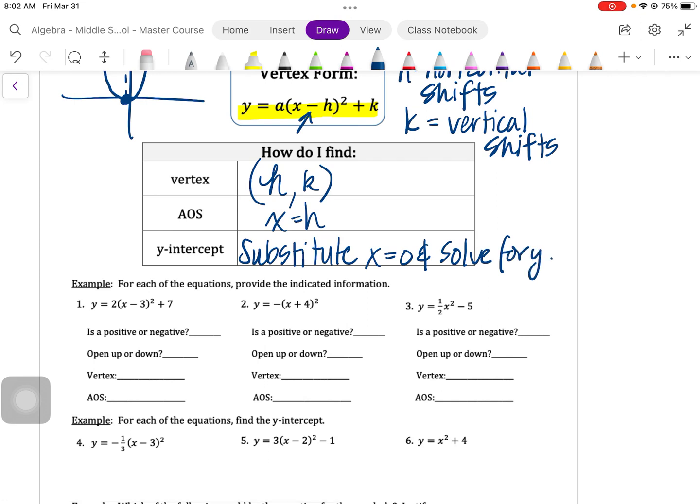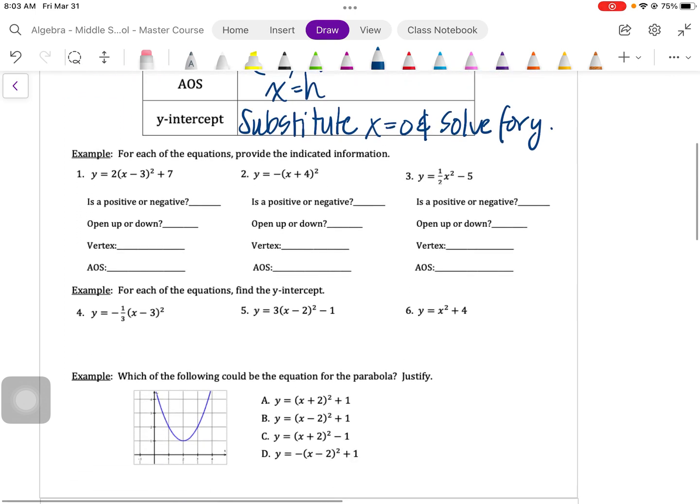Okay, and you'll see all of this down below when we do some examples together. You'll see how all of this works. All right, so let's look at the first set of examples. It says, for each equation, provide the indicated information. So here, remember, we're just looking at my value of a is 2, and really this is just helping me get a visual of what my graph is going to look like.